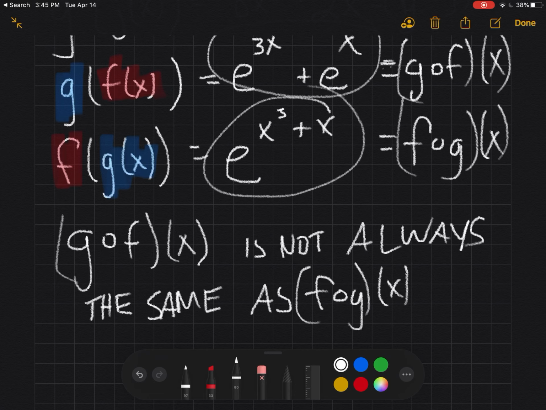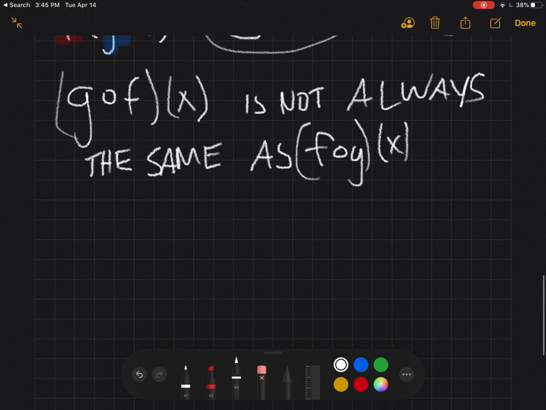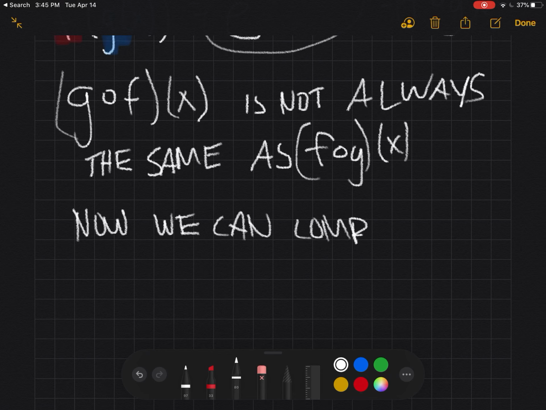Is not always the same as f compose g of x. In fact, the only time those two are the same is a very special case, and it'll come up in future math classes. And you can email me if you're curious about it.